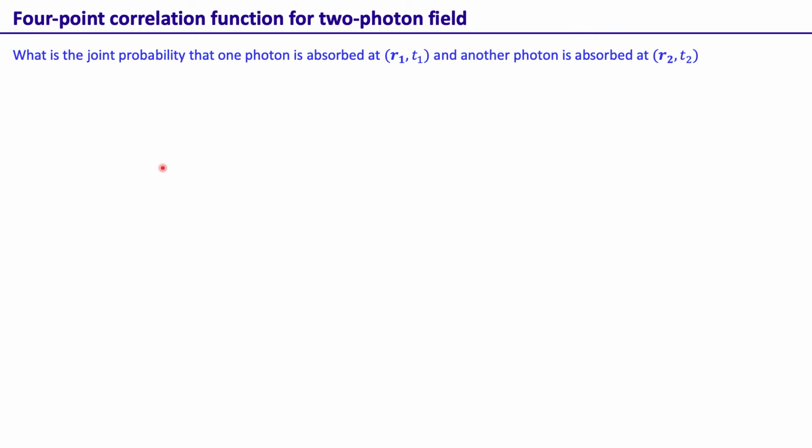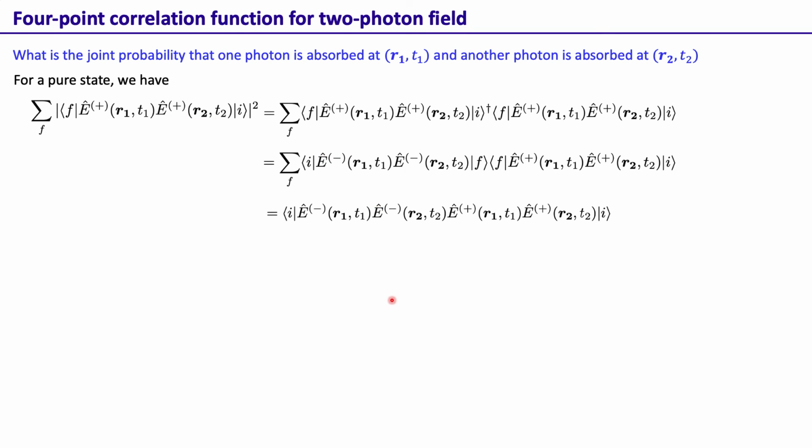Okay, so when we are dealing with fields, we can also ask this next-level question: what is the joint probability that one photon is absorbed at R1T1 and another photon is absorbed at R2T2? So we are not asking about just one photon, but about two photons being absorbed. For a pure state, we will again calculate the transition matrix element that a photon is absorbed at R1T1 and another is absorbed at R2T2.